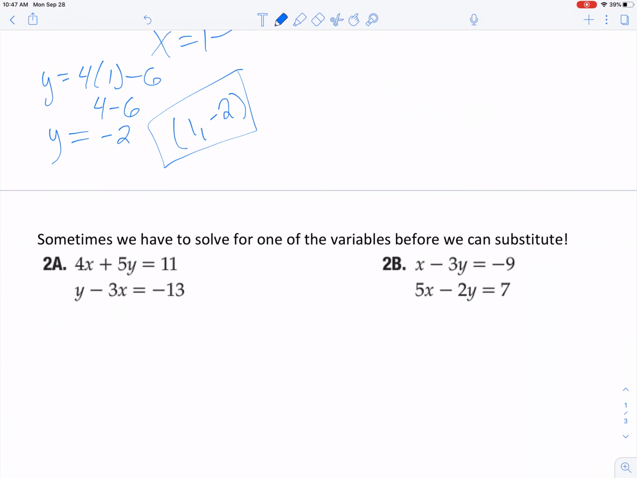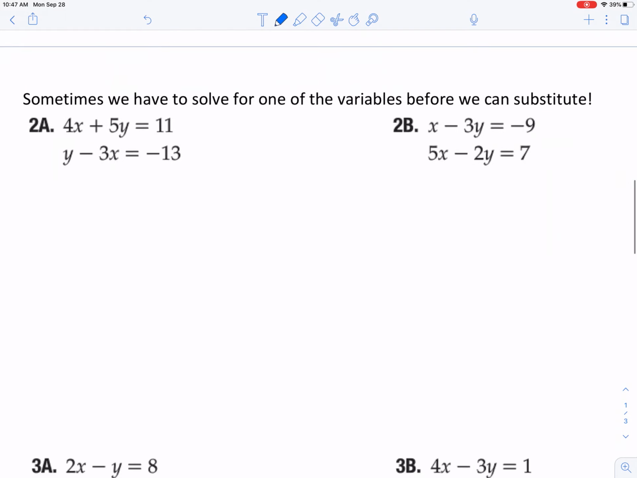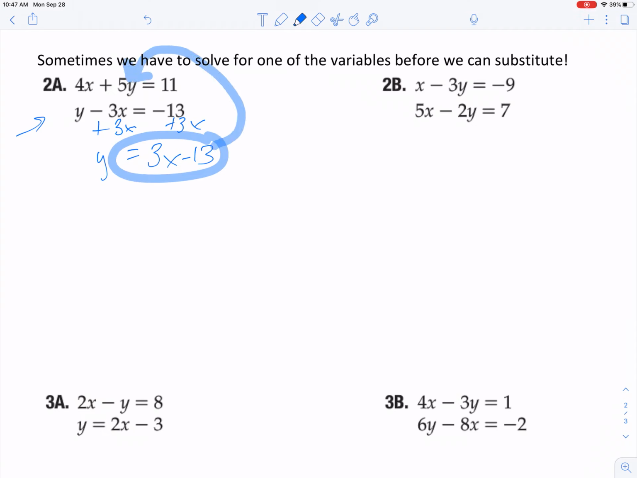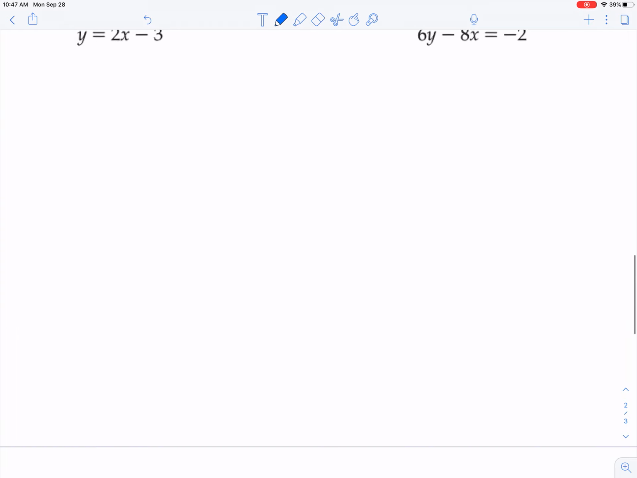Now there are a couple exceptions to the rule here, so I'm going to start here with 2a. Watch out, sometimes you won't already have a variable that equals itself. So what I'm going to do is decide which equation do I think looks easier to solve so that I have a variable by itself. I think it's going to be the bottom one. I'm going to try adding 3x. Y equals 3x minus 13. That should be pretty easy to take and plug in for y. Okay, I'm not going to finish that one because I want to do some where the answers are weird.